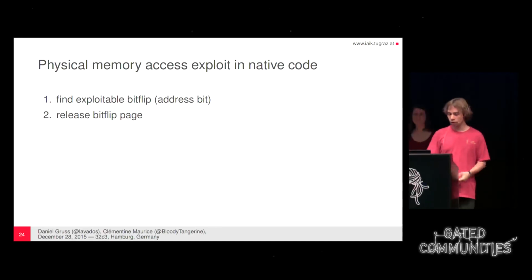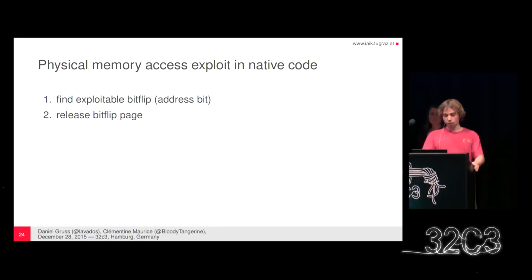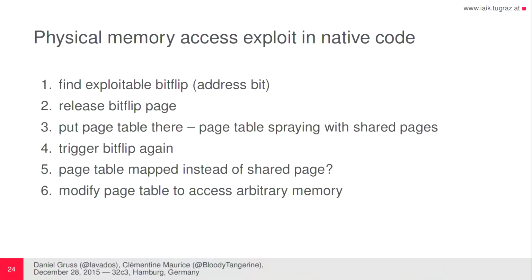If we want to build the exploit, we just follow a few steps. The first is to find an exploitable bit flip, so a bit flip that is in the right position, an address bit probably. And then we release the page where we had the bit flip. Then we try to put a page table there by doing page table spraying, allocating a lot of shared pages. And then we try to trigger the bit flip again. And then we just check whether it was successful, whether we have a page table now mapped instead of the shared page. And then we can try to modify the page table and see where in our address space something is changed by that.